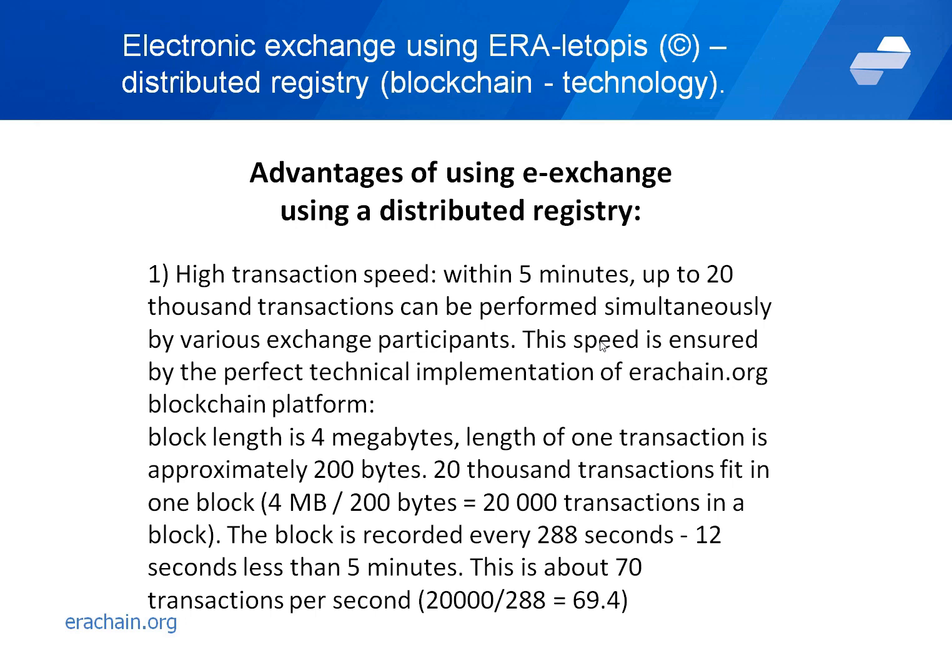Block length is 4 megabytes. Length of one transaction is approximately 200 bytes. 20,000 transactions fit in one block. 4 megabytes divided by 200 bytes equals 20,000 transactions in a block. The block is recorded every 288 seconds, 12 seconds less than 5 minutes. This is about 69 transactions per second. 20,000 divided by 288 equals 69.4.